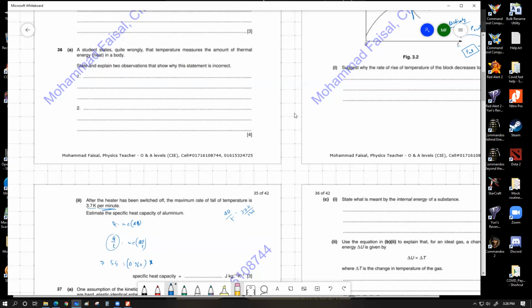Multiplied by C, which is our unknown that we want to calculate, and then the delta T over T, which is going to be 3.7 divided by 120. So if you place all these numbers over here, you can find out the value of C pretty easily.